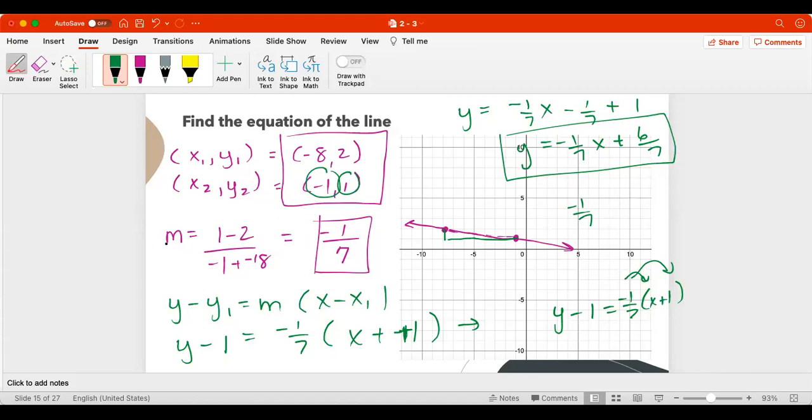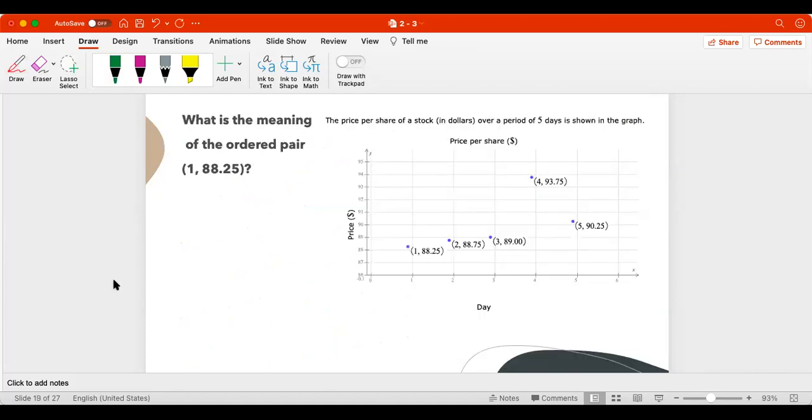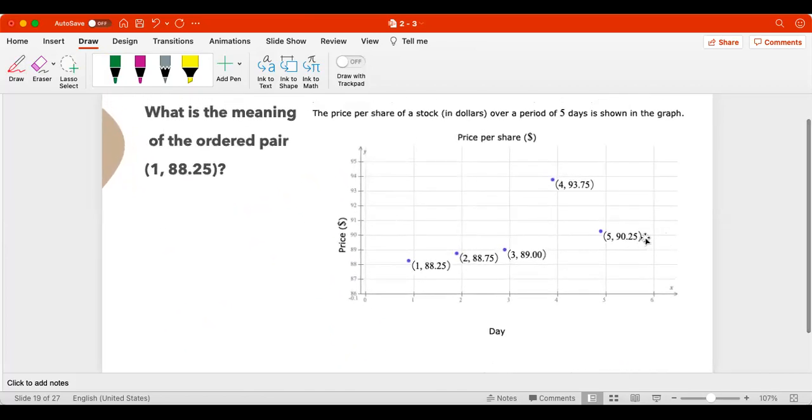So the last thing I want to talk about, I want to do some applications. So some real world applications, and these are going to be similar to some things you see on your homework. Here's the first one. I'll zoom in a little bit so you can see this graph a little bit better. This is an example of plotting points. Okay, so there's no lines, just points. And it says, what is the meaning of this ordered pair? So maybe take a minute, pause the video, and just read this graph and try to come up with what you think it means by when I say 1, 88.25.